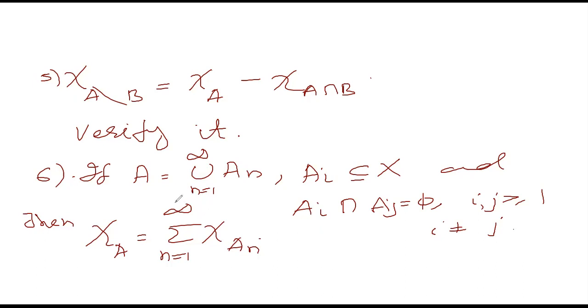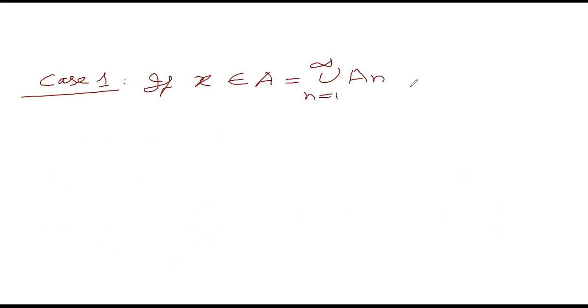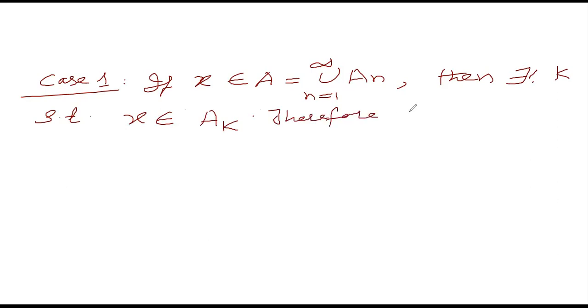So this is again simple. You again take two cases: if x is in A, and the second case, if x is not in A. Let me verify this. Case one: if x belongs to A, which is equal to the union of A_n, n runs from 1 to infinity, then x is in exactly one A_k, because this is a disjoint union. Then there exists a unique k such that x belongs to A_k. So if it's in only one A_k, then x does not belong to A_i for all i not equal to k.